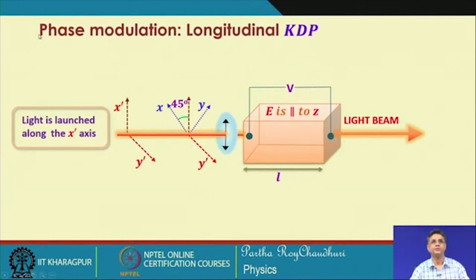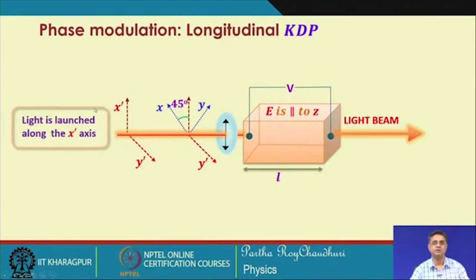Okay. So, for phase modulation, as I have mentioned, this light has to be launched with polarization along x prime or y prime. Let us suppose we consider that light is polarized along the x prime axis, and that is easy for this crystal, because we know that it makes an angle of 45 degrees with the old x or y axis. So, it is very easy to locate the x prime axis, which will be halfway between the x and y axis of the crystal, and the z axis is the propagation direction. Voltage is applied in the longitudinal direction of the crystal of length L.